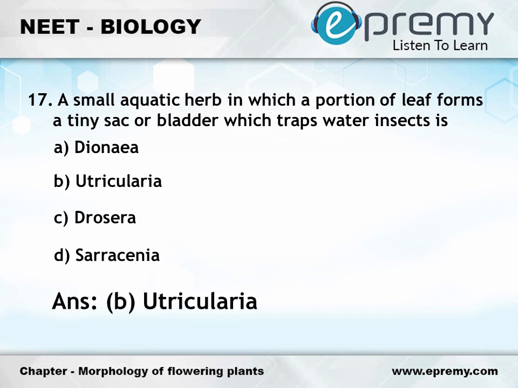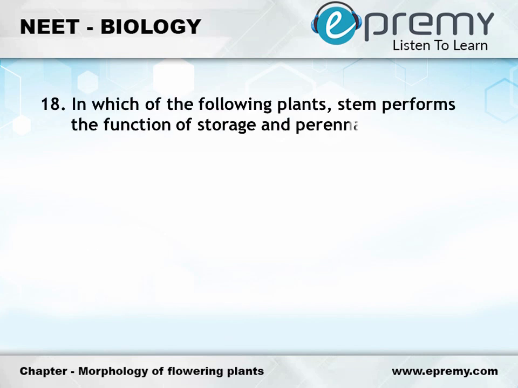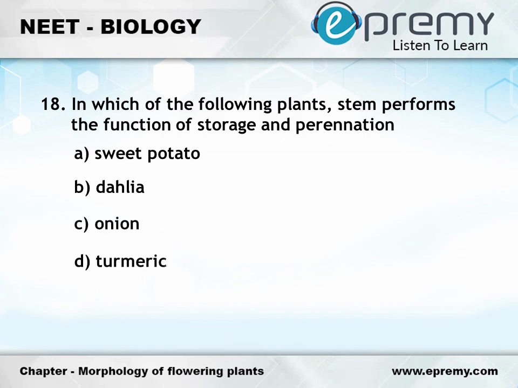Question number 18. In which of the following plants does the stem perform the function of storage and perennation? Option A, sweet potato, option B, dahlia, option C, onion, option D, turmeric. The answer is option D, turmeric.